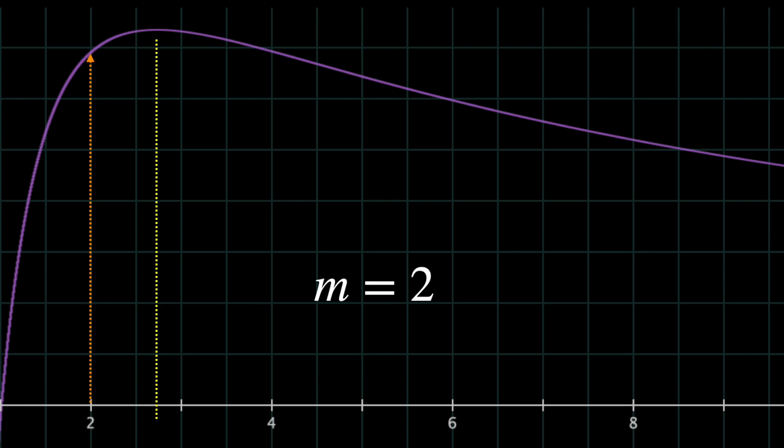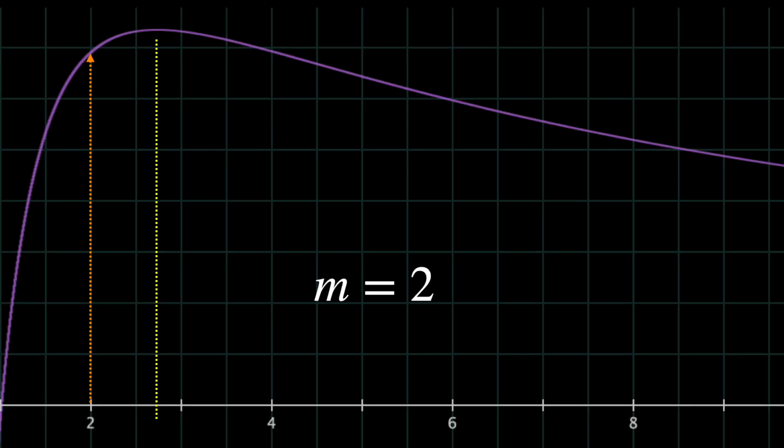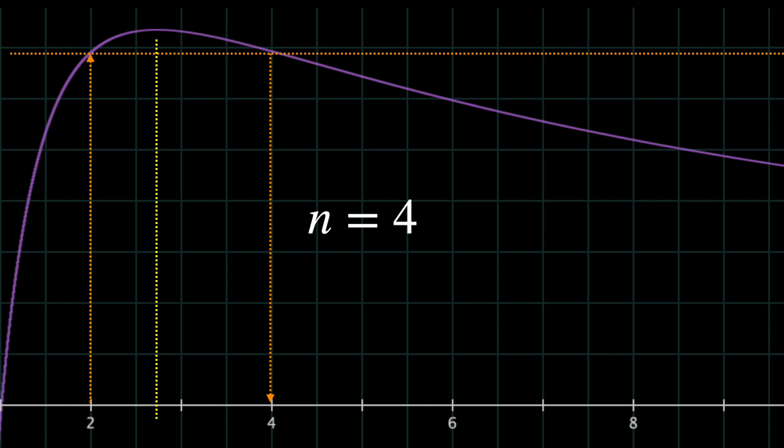So let's follow this up to our graph and draw a horizontal line looking for where else that line intersects our curve. And oh my goodness, it looks like it intersects at 4. So n equals 4 is a great candidate. Now hang on, I just drew lines on a graph. Who says that it actually hits exactly n equals 4? So let's investigate m equals 2 and n equals 4.